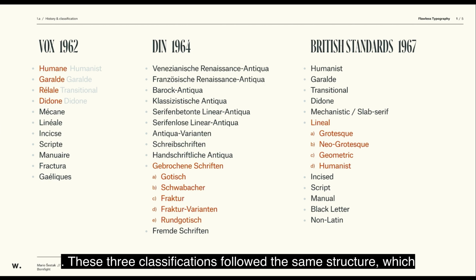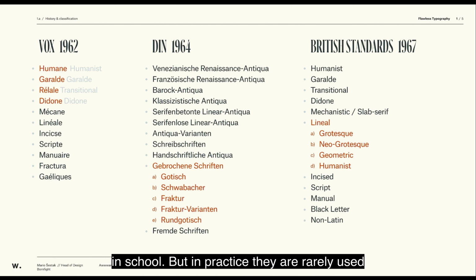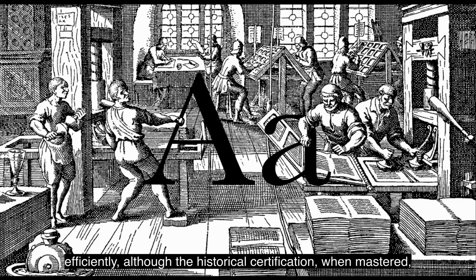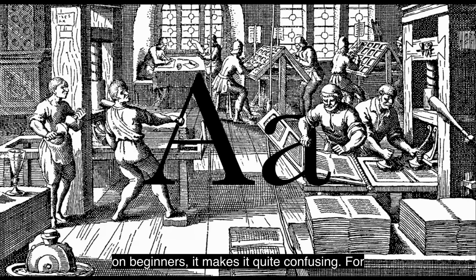These three classifications follow the same structure, which is based on the historic evolution of a typeface, with some subtle variations and differences. You can find these classification systems in typography history and they are also taught in school, but in practice they are rarely used efficiently. Although the historic classification when mastered is quite effective, for most design practitioners and beginners, it makes it quite confusing.